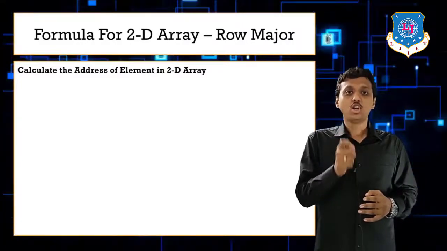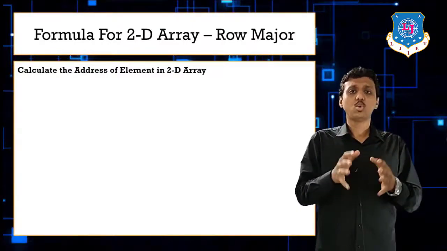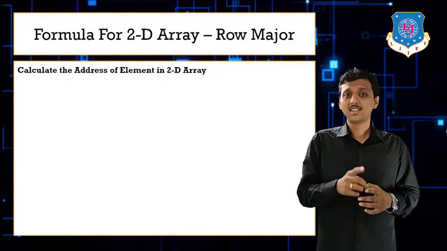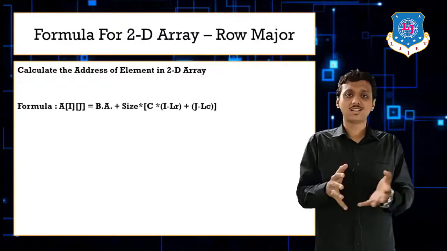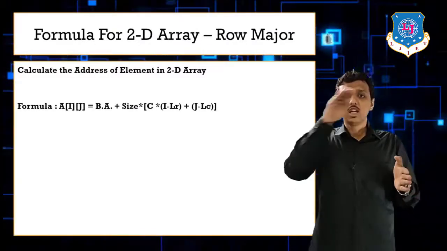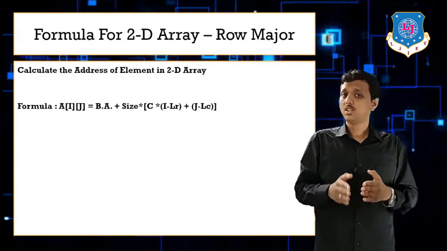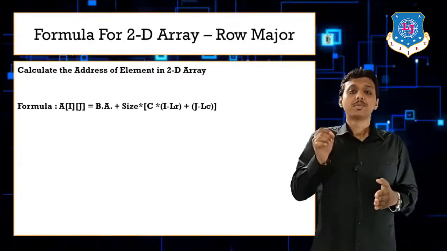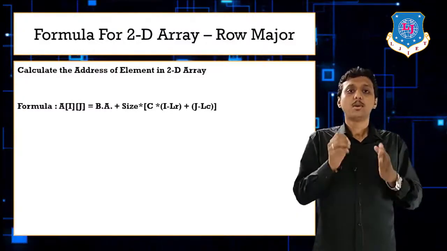As I have already taught you, in a 2D array the elements are stored in two different patterns. The first one is row major and the second one is column major. In row major, students, if this is our matrix, then the elements are stored row wise, and in column major, the elements are stored column wise, right? So here our first example is for the row major.